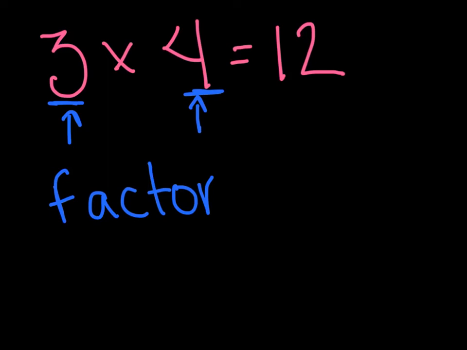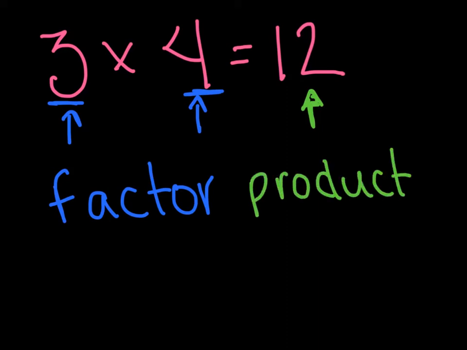Factors, fabulous. And then I have this number back here, and remember, we have a fancy word for every answer depending on the kind of problem that it is. So if it's an addition problem, remember it was sum, and if it's a subtraction problem, remember the answer was called a difference. Well, in multiplication, our answer is going to be called a product. So what is the product of my two factors? Does that make sense?